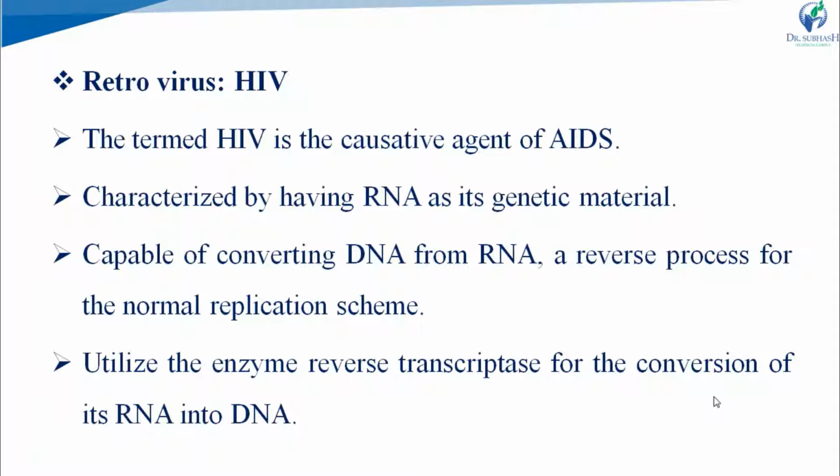In this term, HIV is the causative agent for AIDS, right? It is characterized by having RNA as its genetic material. The HIV virus has single-stranded RNA as its genetic material, and it is capable of converting RNA into DNA with the help of the enzyme reverse transcriptase. This process is reversed from the normal replication or transcription scheme. That's why they are known as retroviruses.